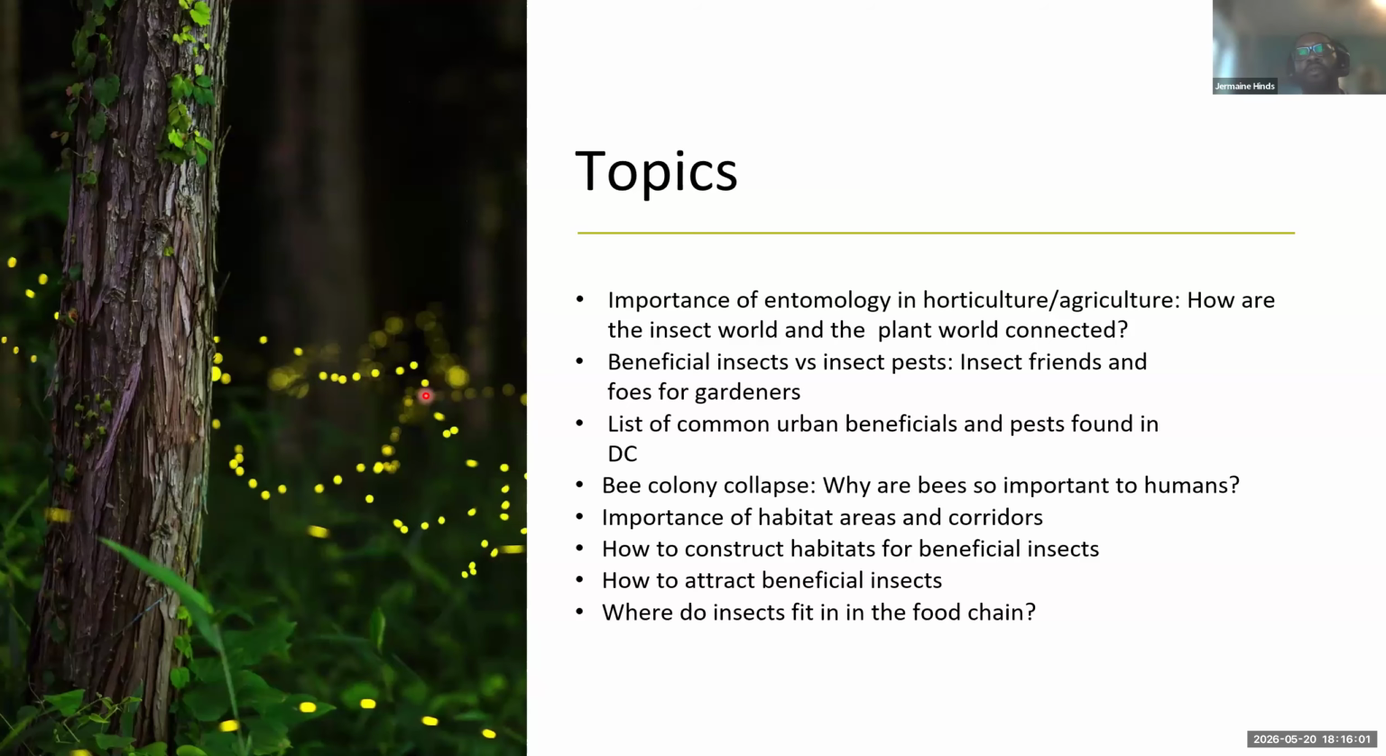A few of the things we're also going to cover, or the take home message you'll have or understand by the end of this, is the importance of entomology in horticulture. So how the insect world and the plant world are connected. Of course, we'll talk about insect pests versus beneficials, common beneficials and pests found in DC. We'll talk a little bit about pollinator decline, and the importance of these natural corridors, and this pollinator habitat, and the importance of natural habitat and supporting our pollinators for proper ecosystem functioning.